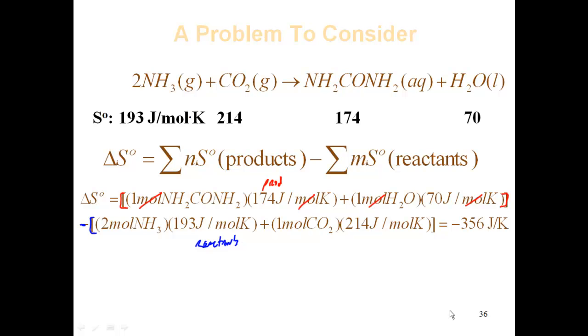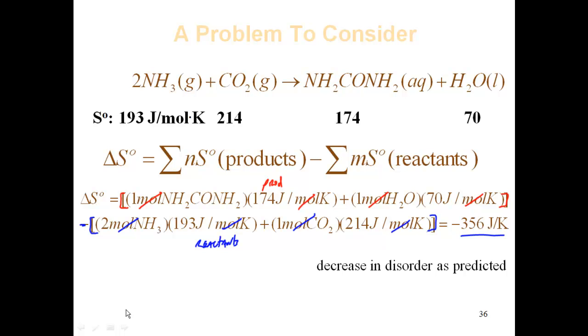which in this case is 2 moles of ammonia times its entropy, 193 joules per mole Kelvin, where my moles cancel, and 1 mole of carbon dioxide times its entropy, 214 joules per mole Kelvin, my moles cancel. So I have my products minus my reactants, and overall I get a negative 356 joules per Kelvin, which is what we predicted, right? We saw there's going to be a decrease in disorder in the system, so we expected this to be a negative value, and it is. Okay, decrease in disorder as predicted.